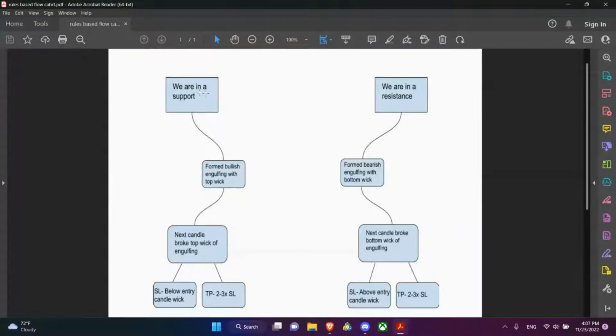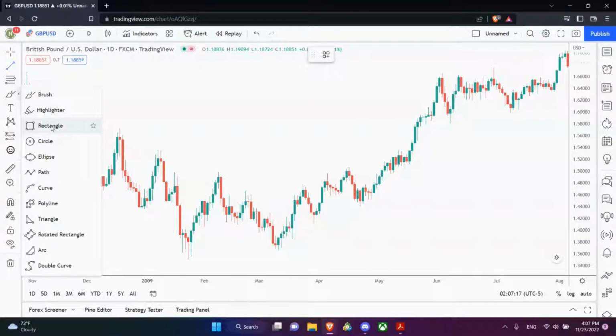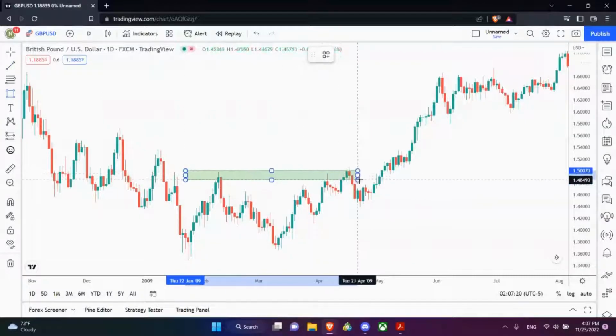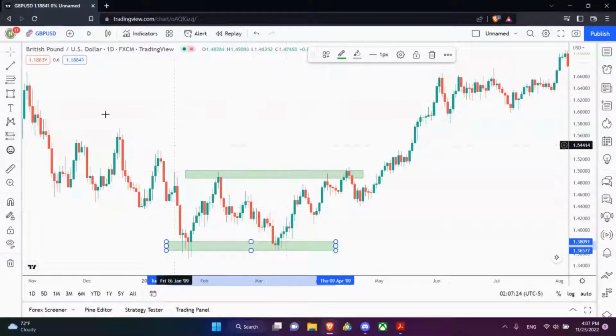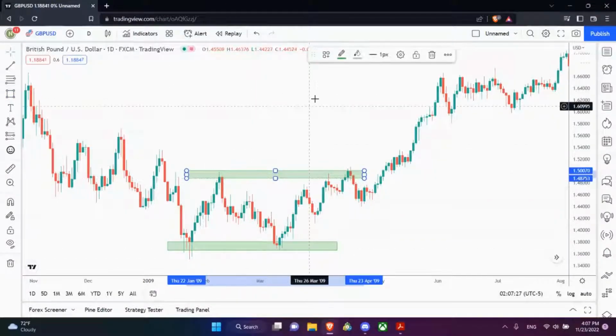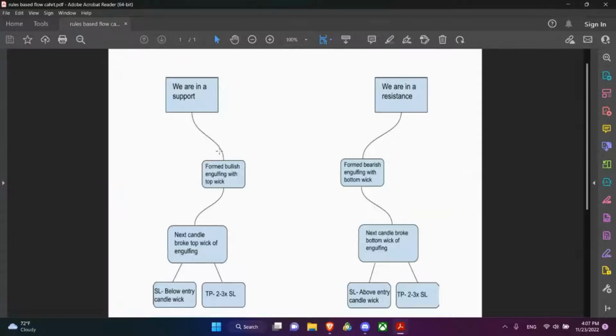So for this one that we created, we are in a support or we are in a resistance. So if we go to our chart here, we want to wait until price is in a support or a resistance. So let's go ahead and mark a support and a resistance here. So we have a resistance there and a support down here. And we can go ahead and color coordinate these two. We're going to make the resistance red and the support green. Okay, so if we are in a support, we're going to wait for a bullish engulfing with a top wick.